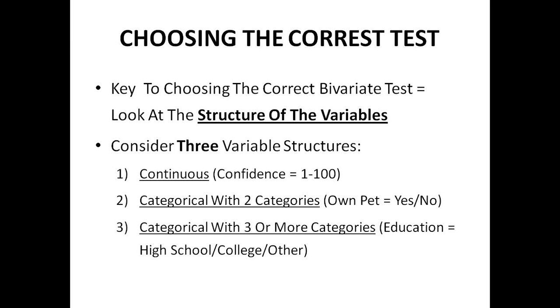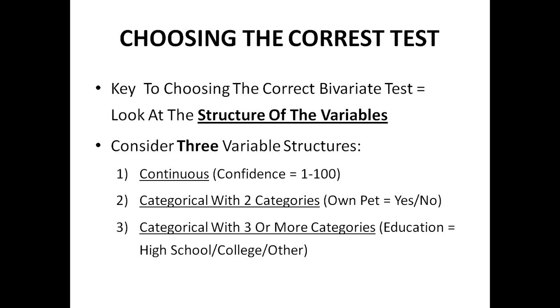Now choosing the correct test. The key to choosing the correct bivariate test has to do with the structure of the two variables that are being compared to one another. Now when we talk about variable structures, we can consider three. Number one, continuous, such as maybe confidence, measured on a scale of 1 to 100, with 1 being no confidence and 100 being total confidence, and all the grades in between.